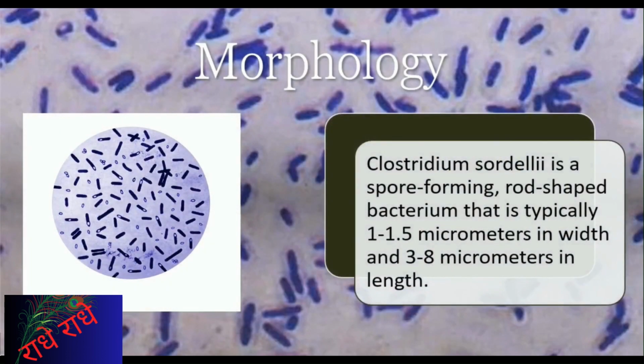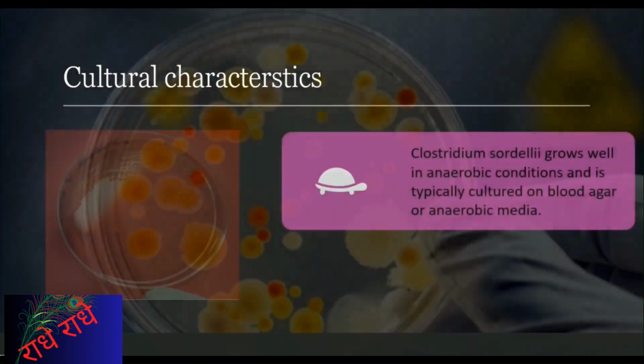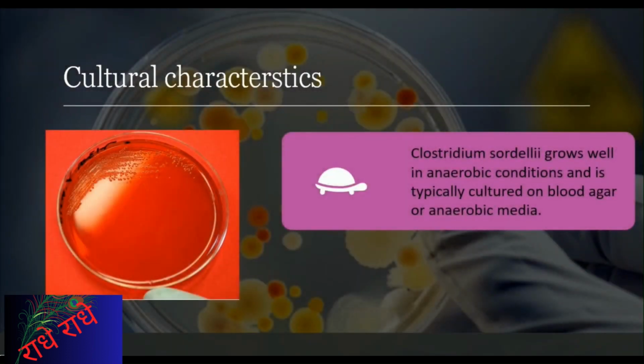Clostridium sordellii is a spore-forming, rod-shaped bacterium that is typically 1 to 1.5 micrometers in width and 3 to 8 micrometers in length. It grows well in anaerobic conditions and is typically cultured on blood agar or anaerobic media.